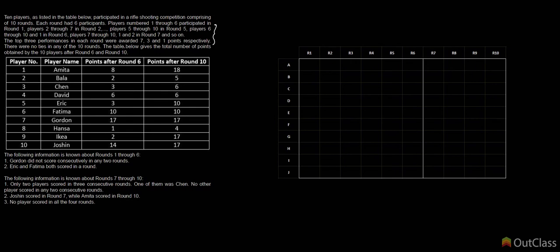Players 1 to 6 participate in round 1. 1 to 6 is A to F. The others didn't participate. Players 2 to 7 in round 2. So 1, 8, 9, 10 did not participate. Then you have 2 crosses, 2 crosses, 3, 1, and it continues like that.